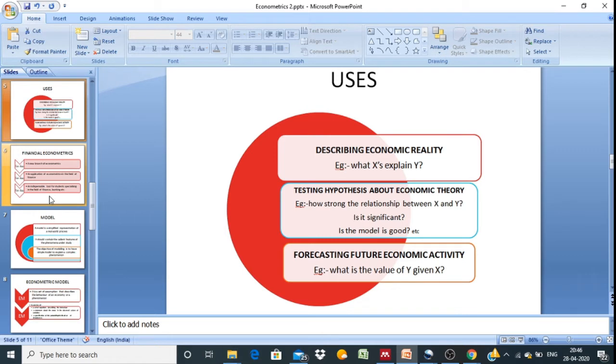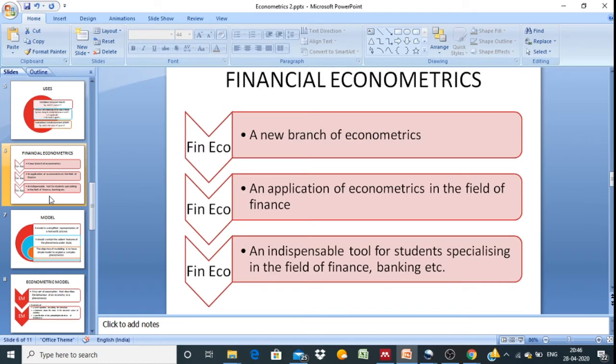What are the uses? It helps in describing economic reality. That is, the relation between dependent and independent variables. Then testing hypotheses about economic theory. That is, the extent of relationship between these variables and whether that particular model is good. This is proved through hypothesis testing. Then once the model is built, this model helps in forecasting future economic activities.